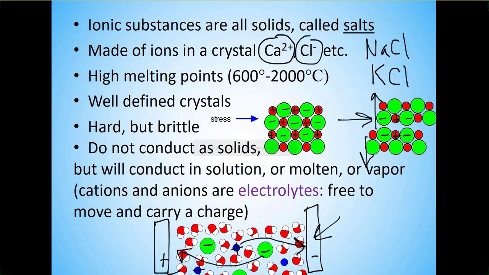And because the ions are moving and they can carry a current, they are called electrolytes, and they will keep flowing to each of the opposite charged electrodes and carry that current.